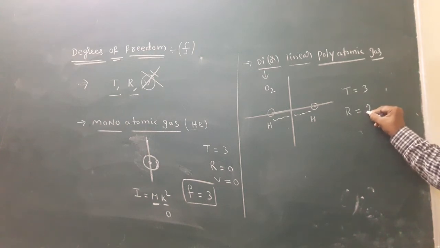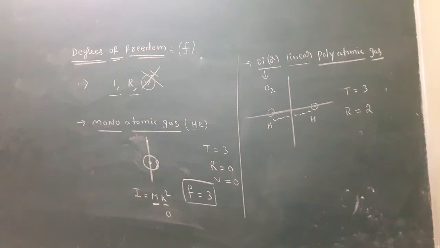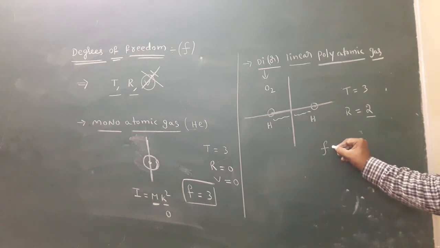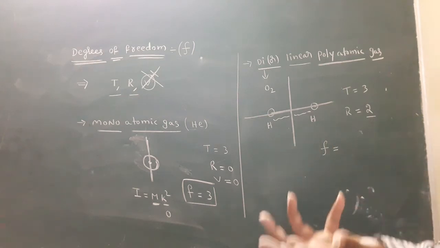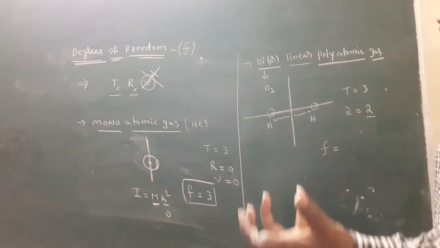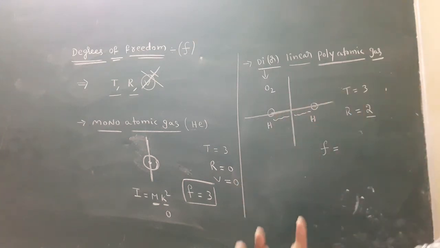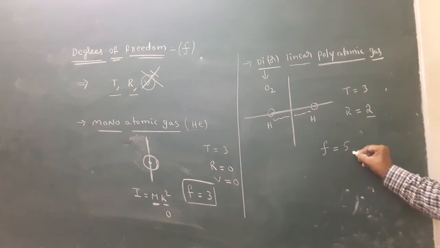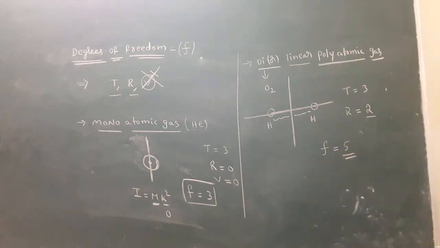And only the two axes, other than the x-axis, are possible in this situation. Rotatory motion is 2. Degrees of freedom means how many translatory motions plus how many rotatory motions plus how many vibratory motions. Vibratory motion is 0. Degrees of freedom is 5.